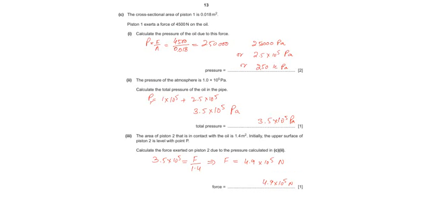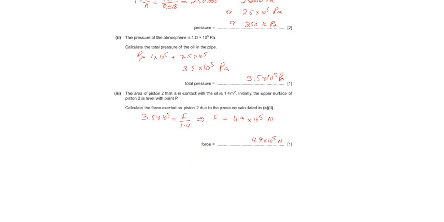The area of the piston tube that is in contact with the oil is 1.4 meter square. Initially, the upper surface of the piston tube is level with point P. Calculate the force exerted on the piston tube due to the pressure. The pressure is the same, 3.5 times 10 to the power 5, equals F over 1.4. Force is pressure multiplied by area, so it is 4.9 times 10 to the power 5 Newton.